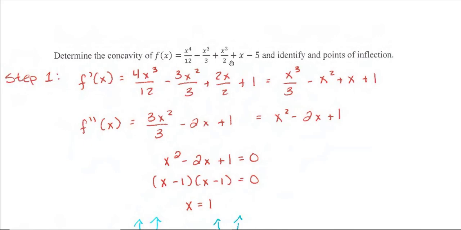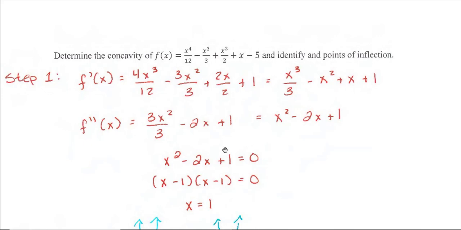So the first derivative will be 4x cubed over 12 minus 3x squared over 3 plus 2x over 2 plus 1, which will reduce to x cubed over 3 minus x squared plus x plus 1. Now I can take my second derivative. I get 3x squared over 3 minus 2x plus 1, which will reduce to x squared minus 2x plus 1.